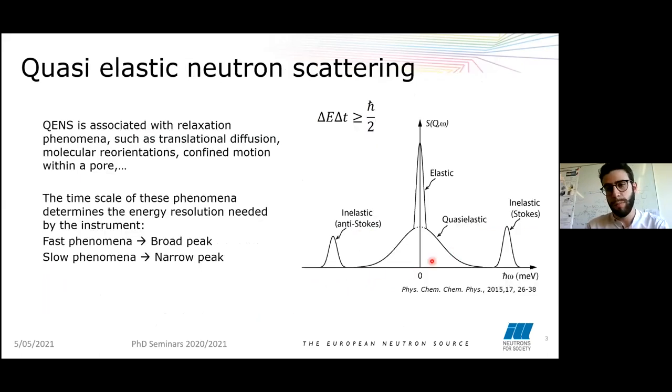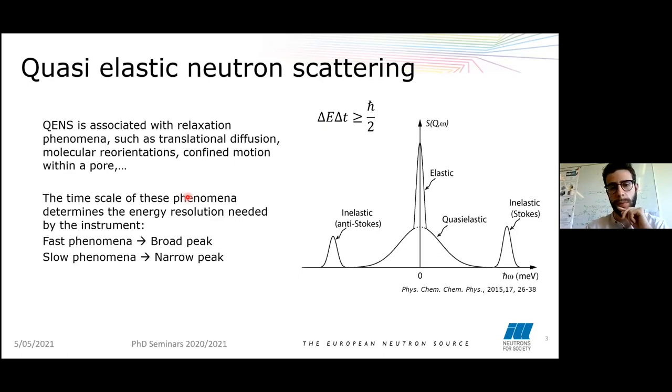Here is the same plot, and we know that the quasi-elastic is associated with relaxation phenomena, such as translational diffusion, molecular reorientations, and confined motion. We know that from the Heisenberg uncertainty relation in energy and time, which is written here, the time scale of the phenomena determines the energy resolution needed by the instrument to study these phenomena.